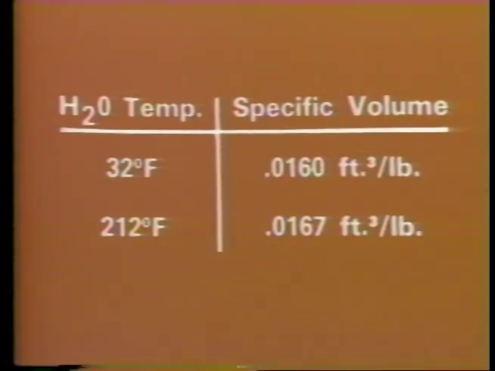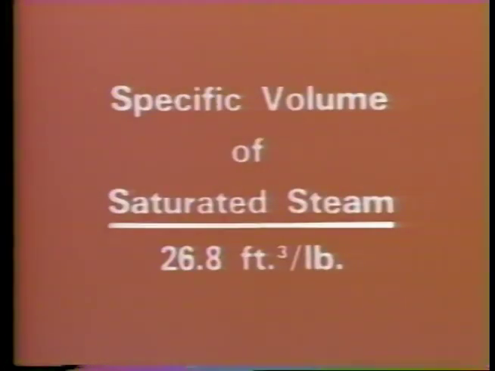The specific volume of water at 212 degrees Fahrenheit is about 0.0167 cubic feet per pound. The specific volume of saturated steam, however, is about 26.8 cubic feet per pound. This is quite a dramatic increase in specific volume.